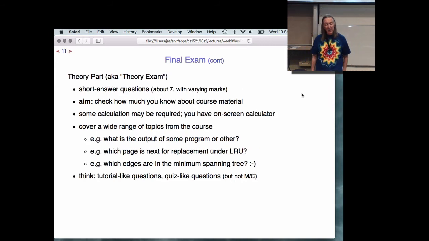Theory part, short answer questions, haven't decided how many. In the past it's been 6, 7 or 8, so roughly that number of questions.